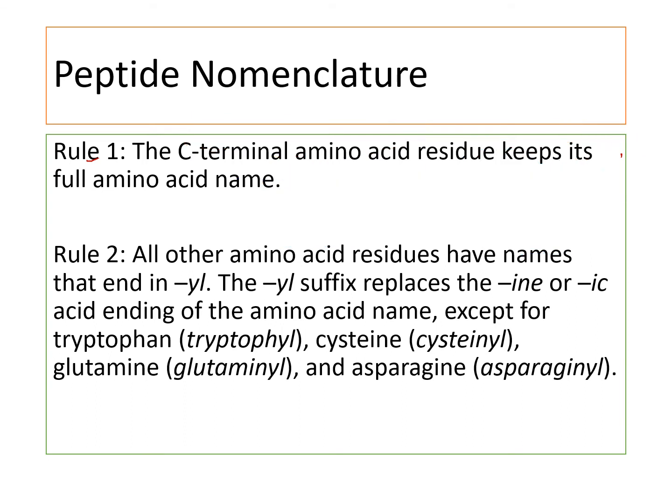Now, all other amino acid residues have names that end in YL. The YL suffix replaces the INE, IN, or IC acid ending of the amino acid name. We only have some exceptions in this rule: tryptophan, cysteine, glutamine, and asparagine. So for example, let's go back and start with the easiest one.